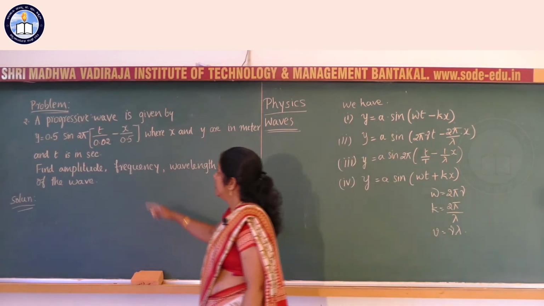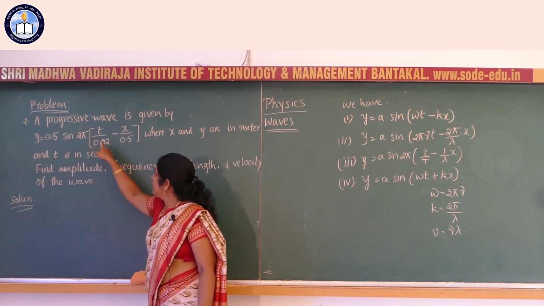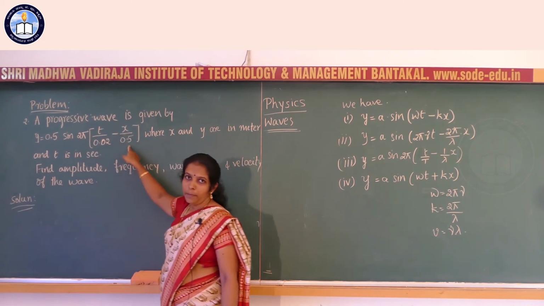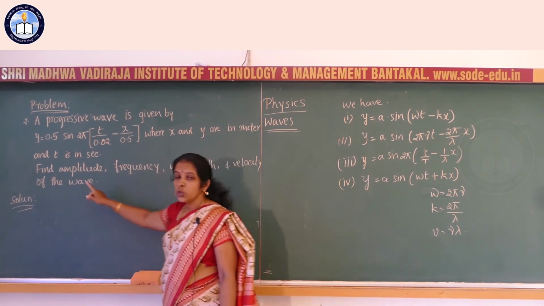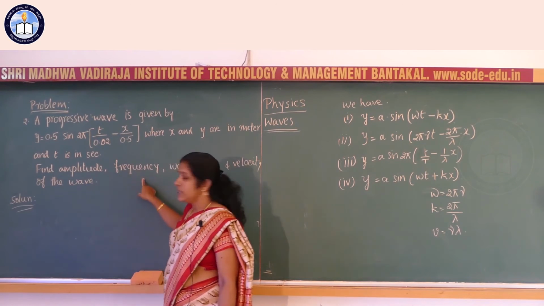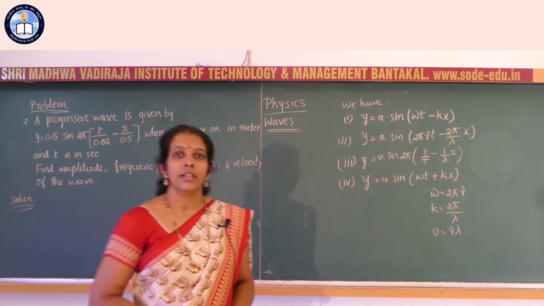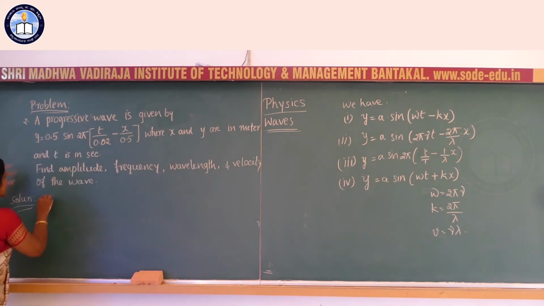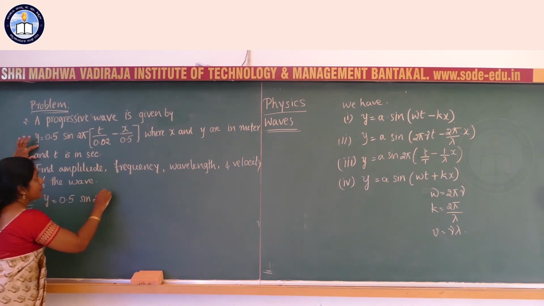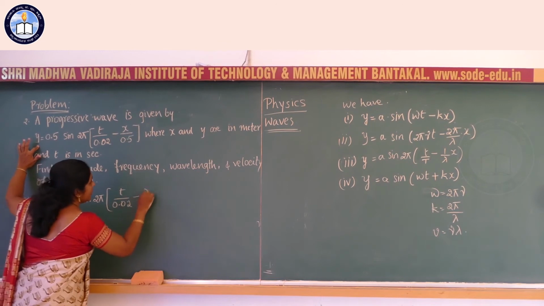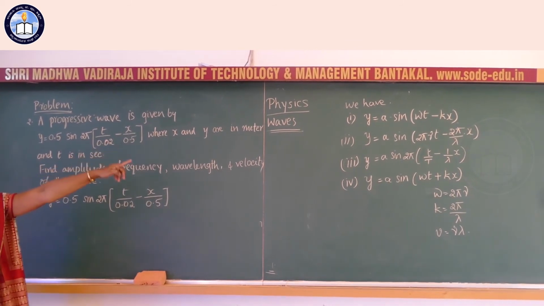Consider one more problem. Here the progressive wave is given by y is equal to 0.5 sin 2 pi t by 0.02 minus x by 0.5, where x and y are in meter and t is in second. You are asked to find the amplitude of the progressive wave, frequency of the progressive wave, wavelength and velocity of the progressive wave. Similar to the previous problem, now consider the given equation. The given equation is y is 0.5 sin 2 pi t by 0.02 minus x by 0.5. Compare this equation with the standard progressive wave equation.